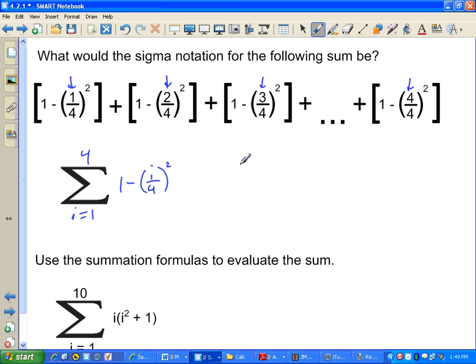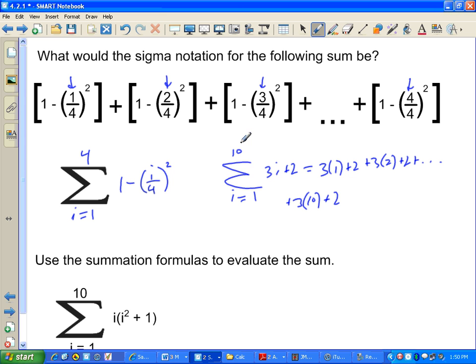A simpler example would be, let's say I want the sum as i goes from 1 to 10 of, I don't know, 3i plus 2. Well, that means I'd be taking 3 times 1 plus 2, plus 3 times 2 plus 2, plus 3 times 3 plus 2, plus 3 times 4 plus 2, all the way up until I've got 3 times 10 plus 2. Now, since we have a small number like 10, we could just go through and find each of these, and then we can add all those little things together and get the overall sum.